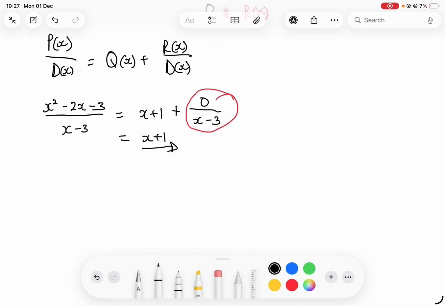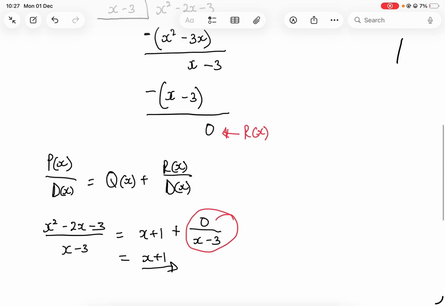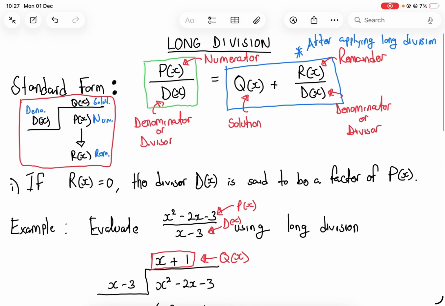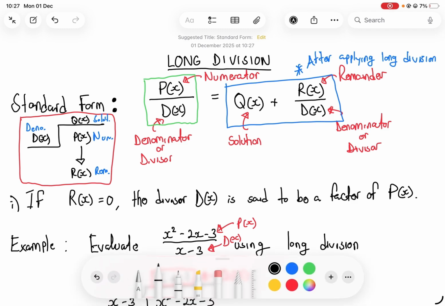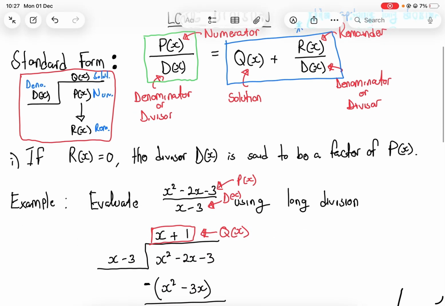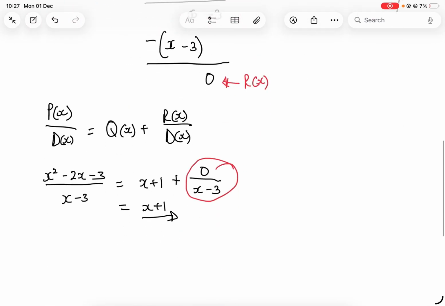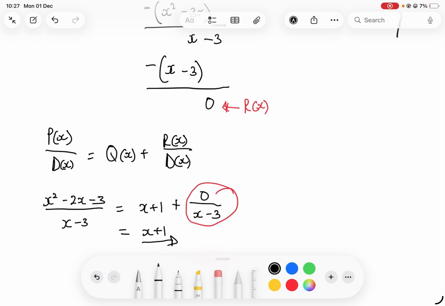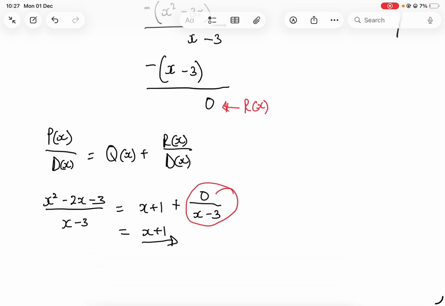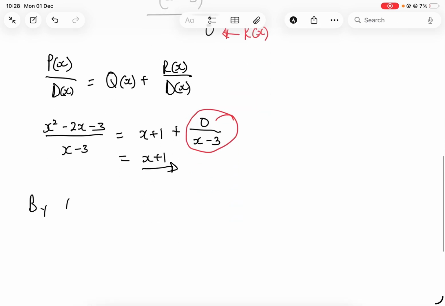But if you can recall what I said when I introduced this topic, I said that when r of x is equal to 0, the divisor d of x is said to be a factor of p of x. Okay, we can verify this by just using the division method we're familiar with, by maybe factorizing.